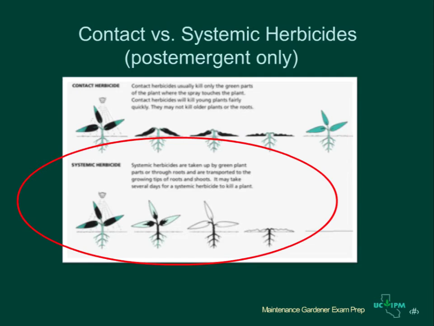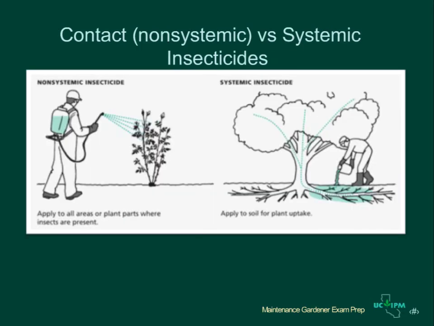Systemic herbicides are taken up by the plant and transported to growing tips of roots and shoots. It may take several days for a systemic herbicide to kill a plant. However, systemics will kill older plants, including perennials, and the whole plant does not need to be sprayed to get good control. Glyphosate or Roundup and 2,4-D are examples of systemic herbicides.